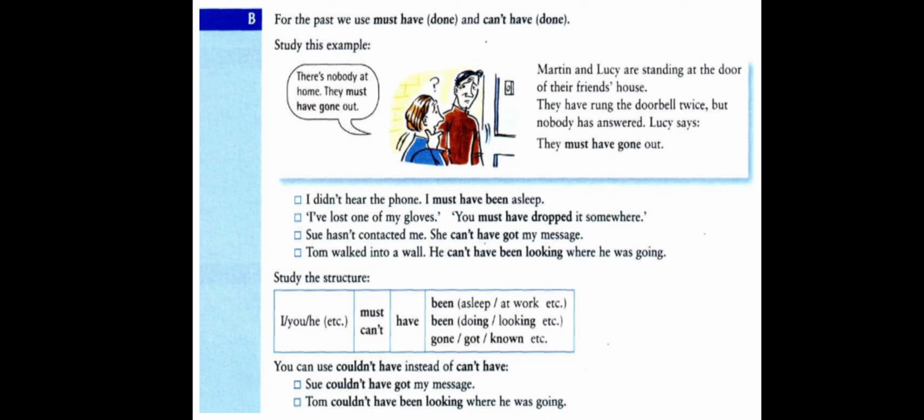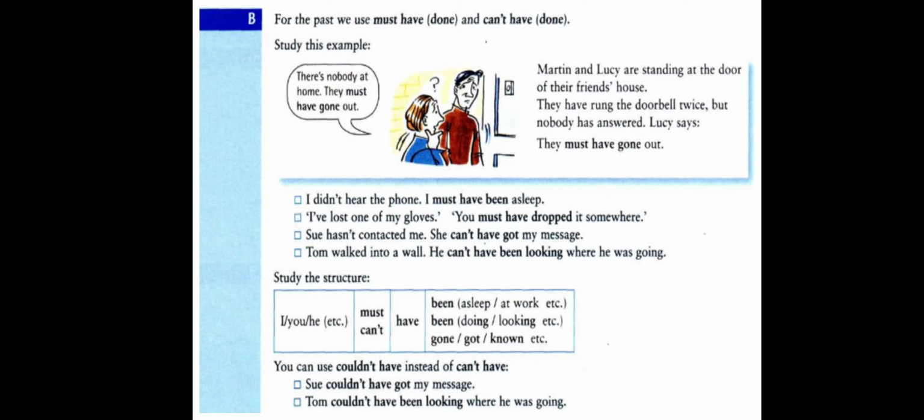B. For the past, we use must have plus past participle. As we expressed before, possibility in the past, we use may, might plus have plus past participle, or could plus have plus past participle. Here, to express inference in the past, we use must have plus past participle, and if the inference is negative, we use can't plus have plus past participle.